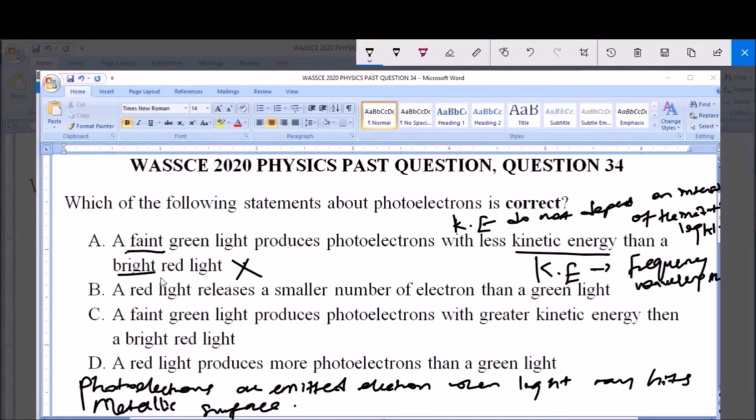Now B says a red light releases a smaller number of electrons than a green light. Now the intensity of the incident light only affects the number of electrons that are emitted. Now like we know, a red light has a higher intensity than a green light, and so therefore a red light is expected to give a higher number of electrons than a green light, so therefore rendering this option invalid. A red light will give what?